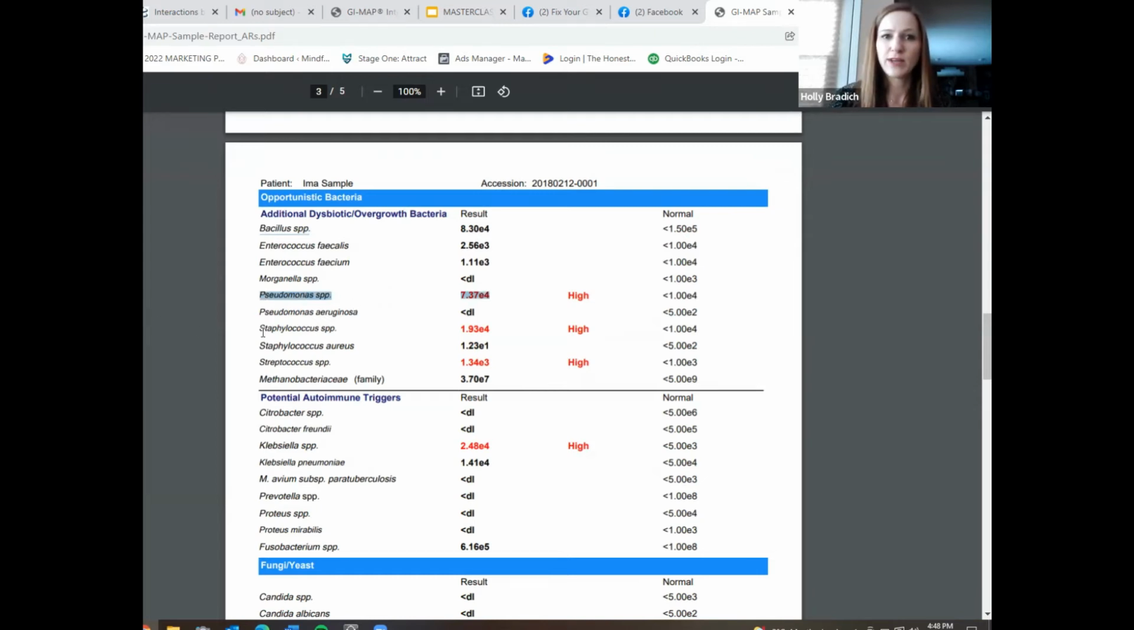So that could be an issue. We also have high staphylococcus, which is something that's usually found on the skin, but in the gut as well, and high streptococcus. So that's the bacteria that causes strep infections.